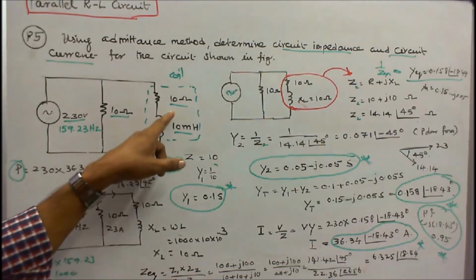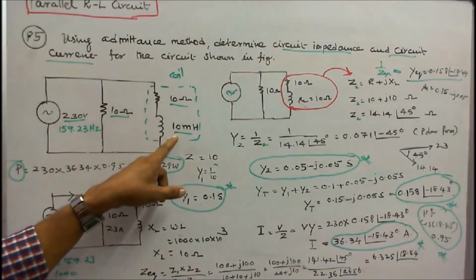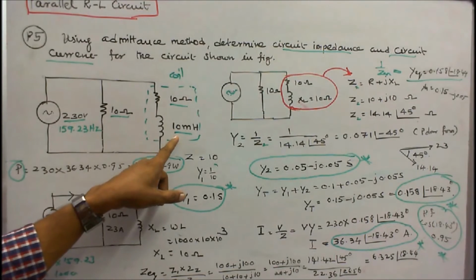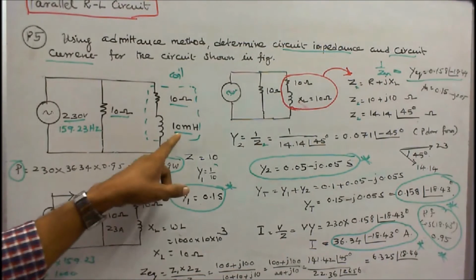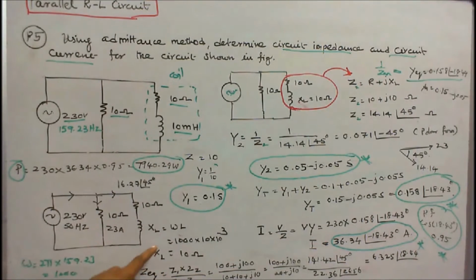The coil resistance is 10 ohms. Coil inductance is 10 millihenries. I can find inductive reactance of the coil, that is XL. XL is equal to omega into L. L is given 10 millihenries. XL is equal to 1000 into 10 into 10 power minus 3, that is equal to 10 ohms.